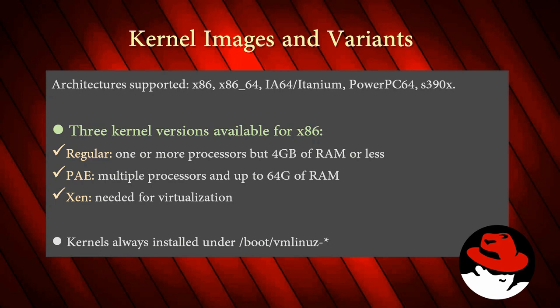And then there is a third kernel image, that is Zen, which is needed for virtualization. The virtualization needs a separate core to be implemented. It is separate from the basic kernel of your operating system because it allows you to do certain tasks that you could not perform on a single OS. So there are three images and you should be aware of it. The kernels are always installed under the directory boot vmlinuz.